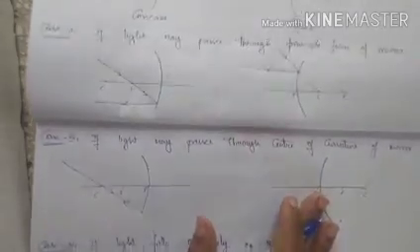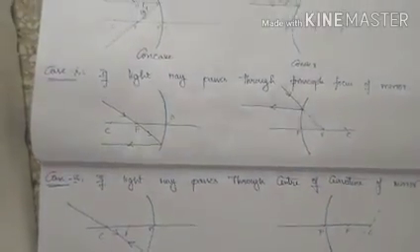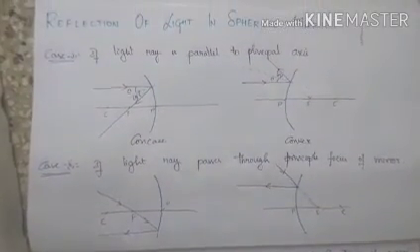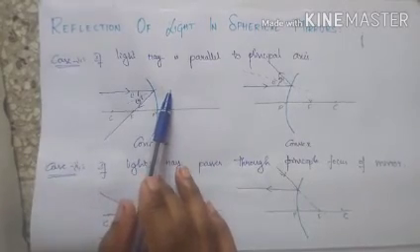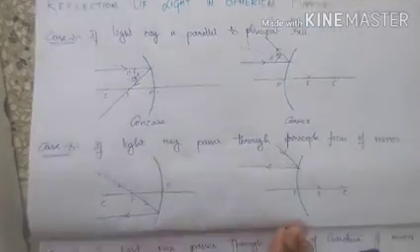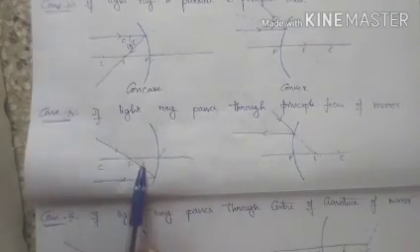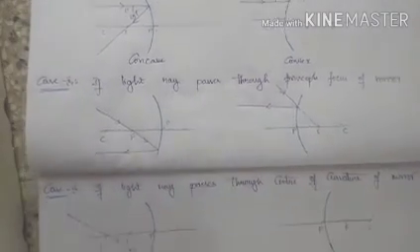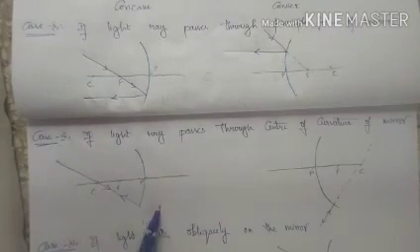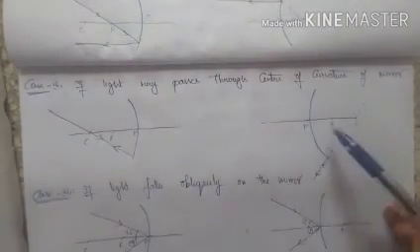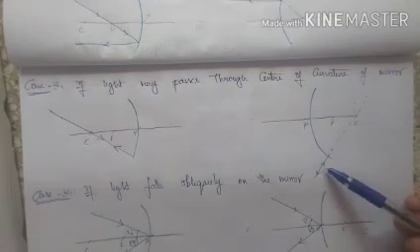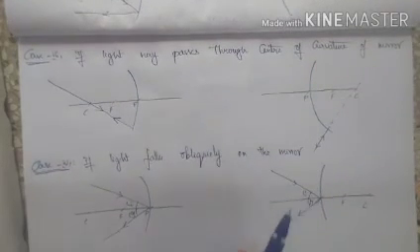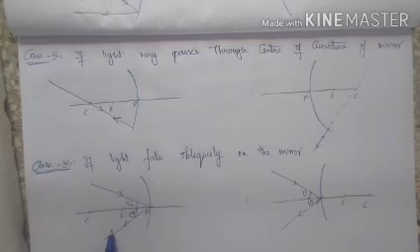So these are the 4 cases where you will be writing the reflection of light in spherical mirrors. First one is if the rays are parallel to the principal axis, then they get reflected through the principal focus. The second case is the light passes through the principal focus, then it gets reflected parallel to the principal axis. Third case, passes through the center of curvature, retraces the same path as a reflected ray. Here for convex, we'll just write it as directed towards the center of curvature. And the last case, if light falls obliquely on the mirror, then it follows the laws of reflection where angle I is equal to angle R.